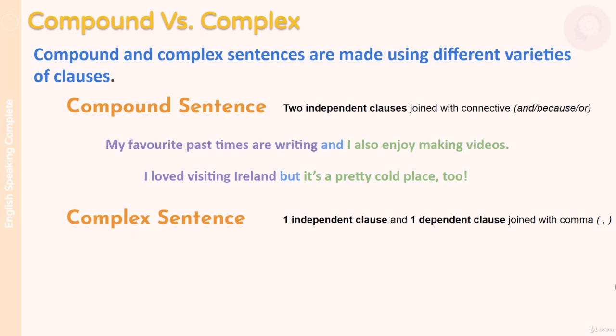So let's take a look at an example. My favourite pastime is writing, when I get the chance anyway. So we can see in purple, my favourite pastime is writing. Full stop, independent clause if I want.